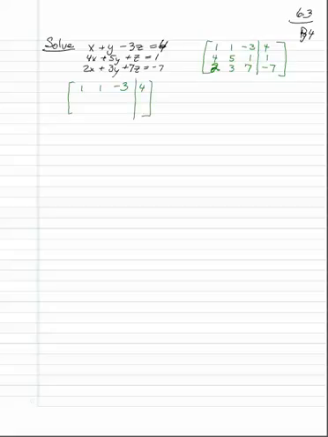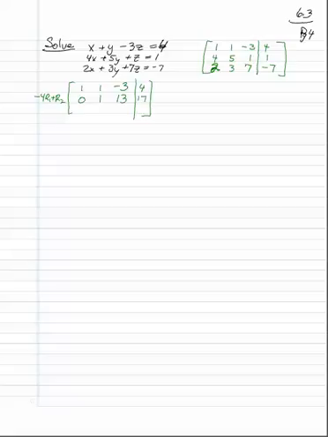Okay, so I'm going to go negative 4 row 1 plus row 2. So that's going to be negative 4 plus 4 is 0. Negative 4 plus 5 is 1. 12 plus 1 is 13. Negative 16 plus 1 is 17.